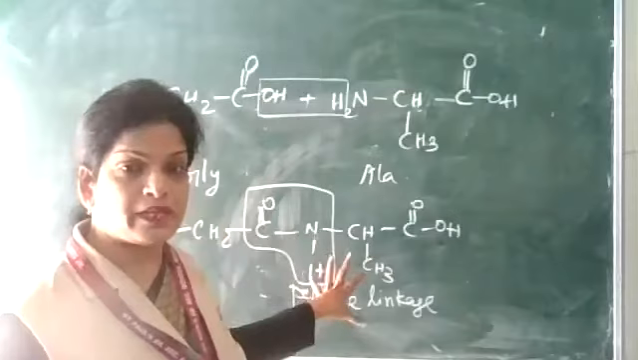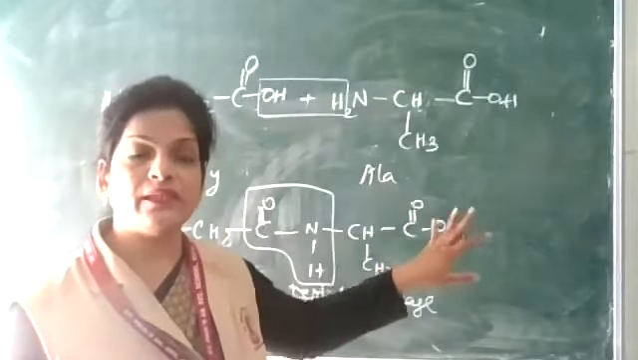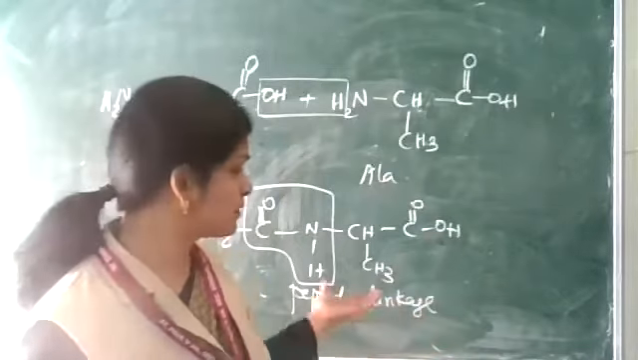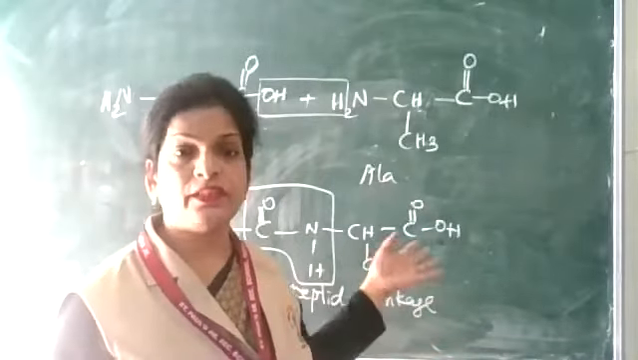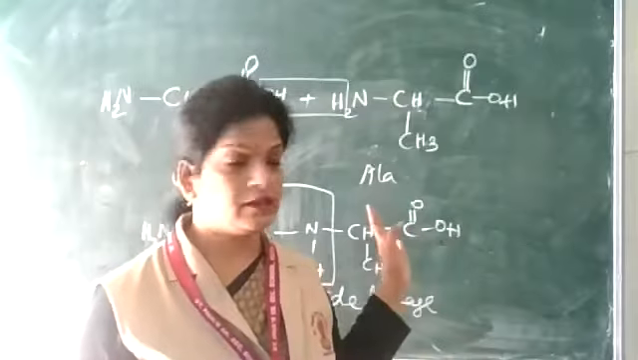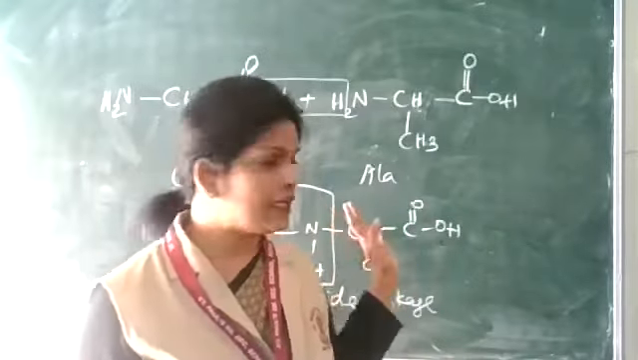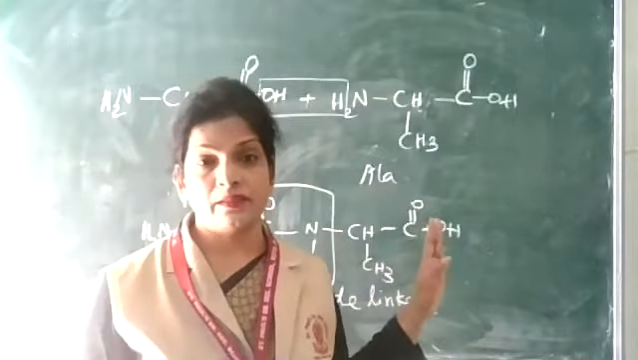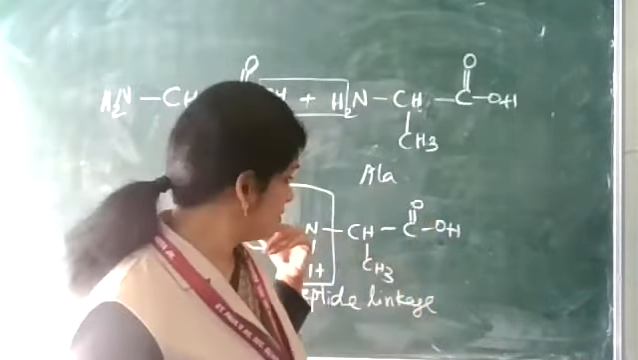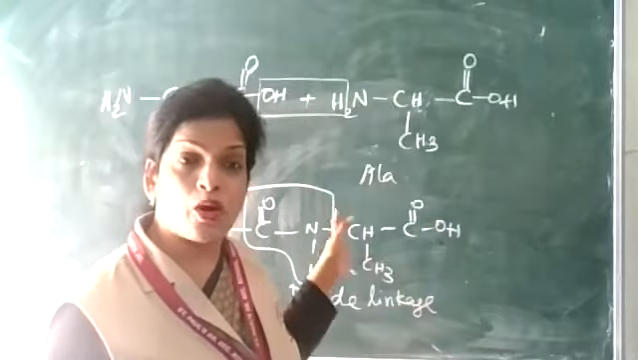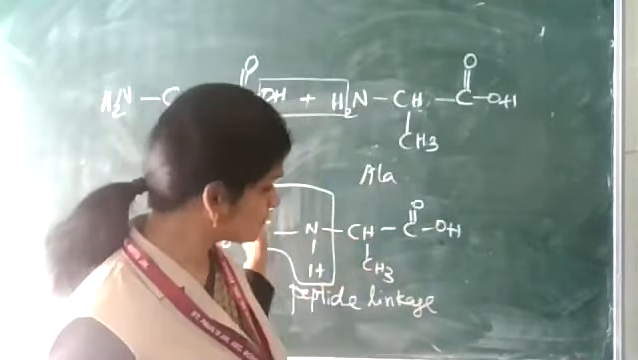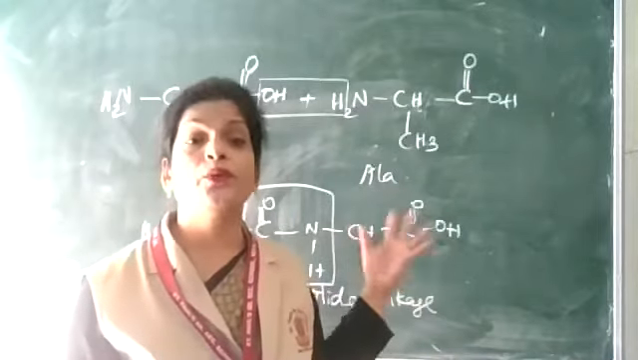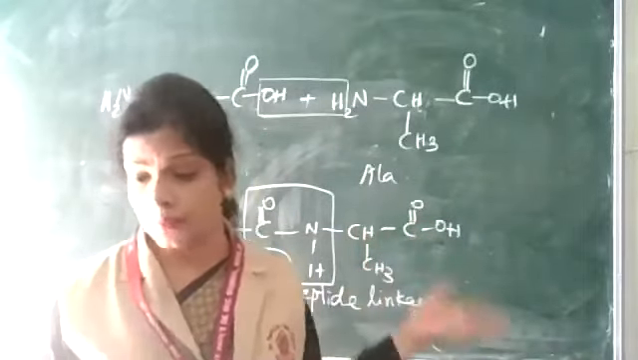This is a dipeptide, then tripeptide. Up to 10 we say oligopeptide. Oligopeptide means 2 to 10. Then above 10, that is polypeptide. Then above 100, then protein.